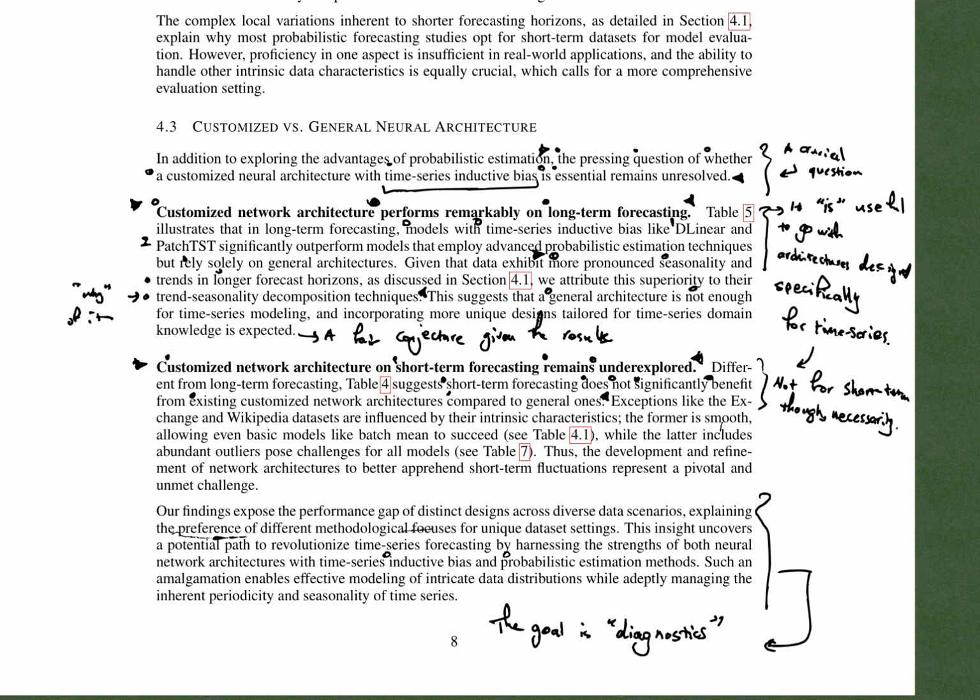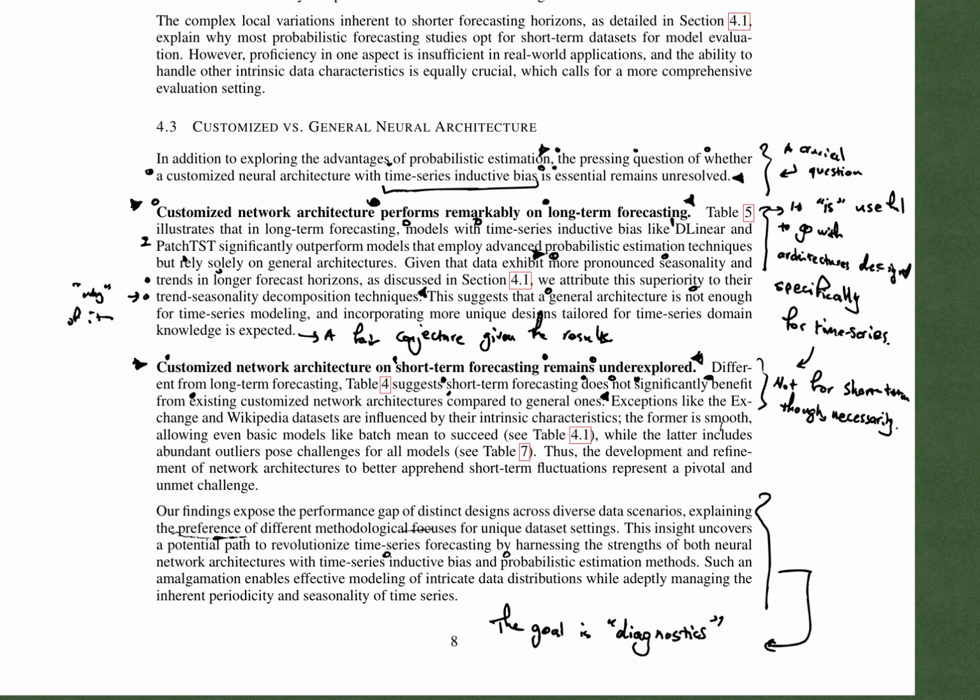So that's one thing. Now, they mentioned that given that data exhibits more pronounced seasonality and trends in longer forecasting horizons, then this superiority of the models with time series inductive bias can be associated with the trends and seasonality. So the fact that the longer term horizons are often associated with a higher degree of seasonality and trends, that basically could be the cause why this kind of inductive bias would be helpful. Now, for the shorter term forecasting, the customized network architecture remains underexplored. At least in the results, it doesn't show that this kind of architecture would result in significant benefits, but this is still an area that has to be investigated.